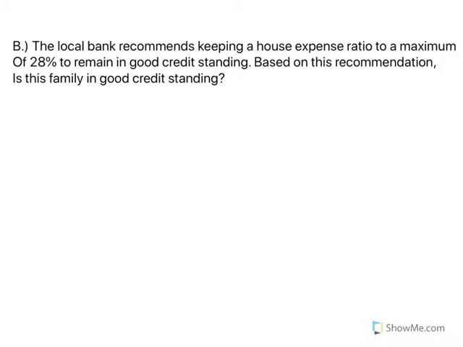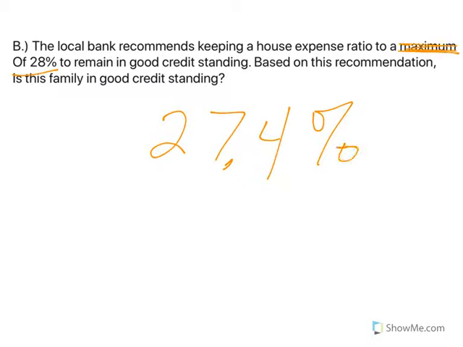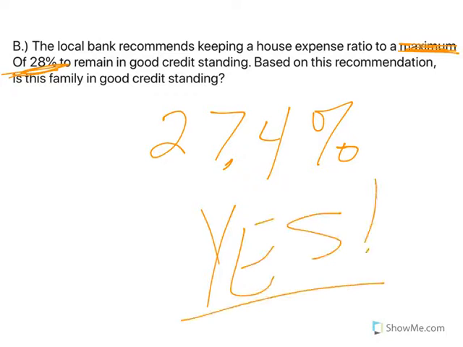The local bank recommends keeping a house expense ratio to a maximum of 28% to remain in good credit standing. Based on this, is this family in good credit standing? Well, remember, they're at 27.4%, and they said the highest is 28, so this answer is yes. I mean, they're barely under 28%, but under they are. So yes, that is good.